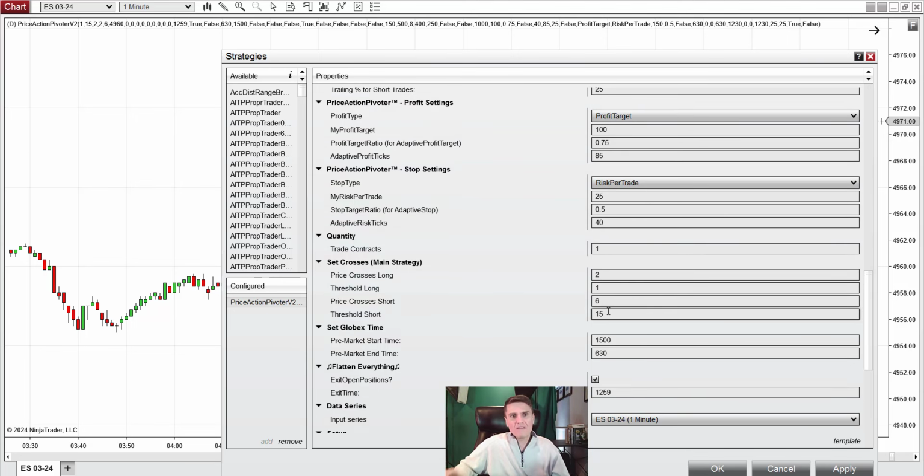Main system, you don't have to worry about. That's with the main system strategy for set crosses. This is what I was mentioning earlier. How many times did price cross a particular level?